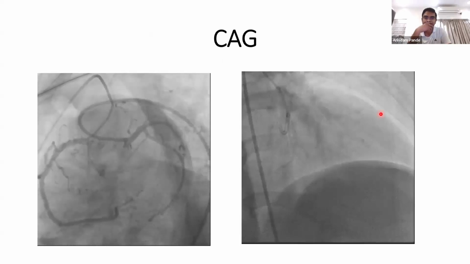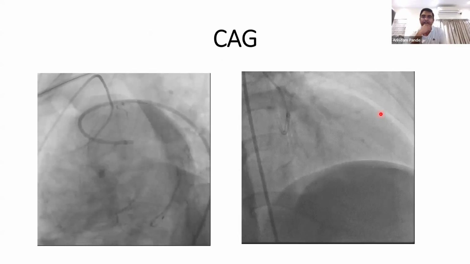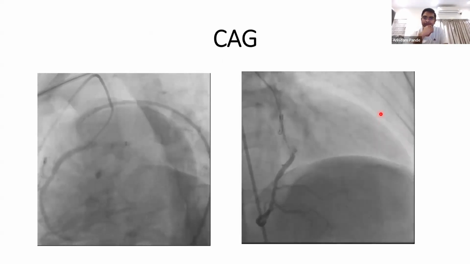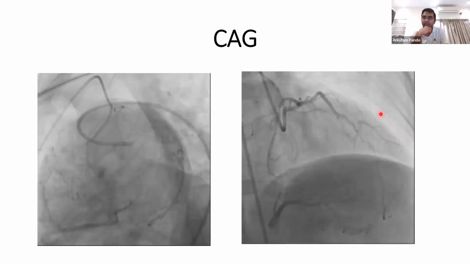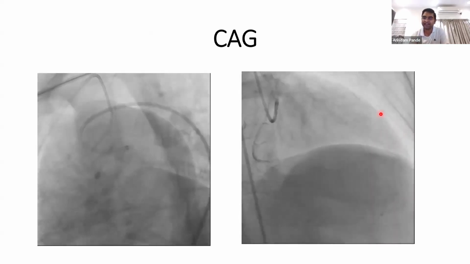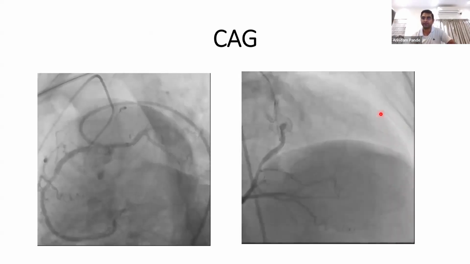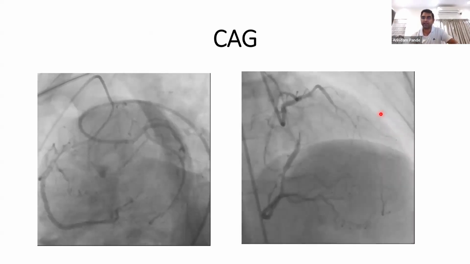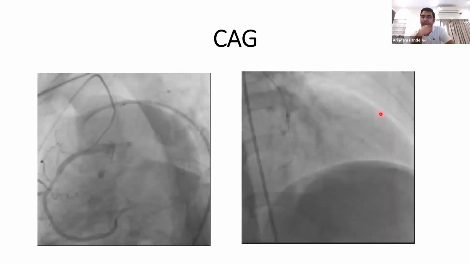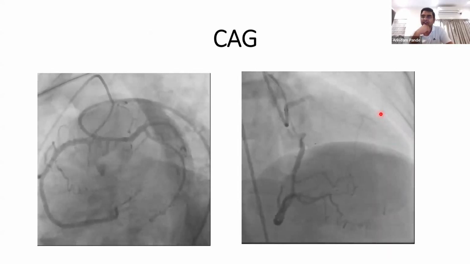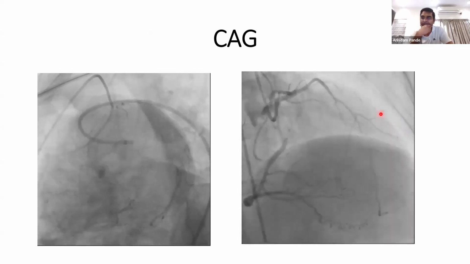You can see the LAD is totally occluded from the ostium. This is a very long segment CTO and probably a second CTO, a dual CTO. You can see the retrograde collateral from the RCA filling the mid portion of the LAD. There is a large collateral.